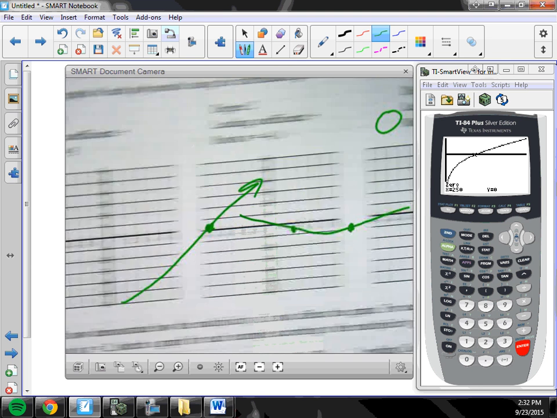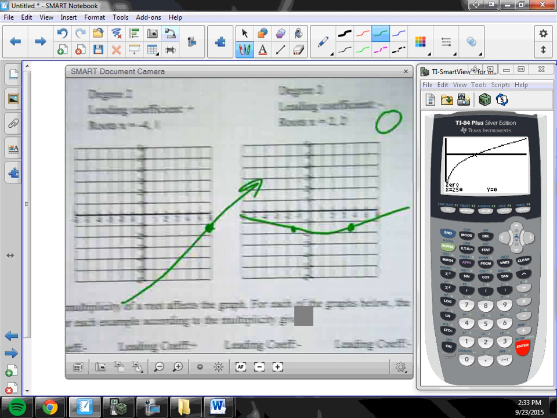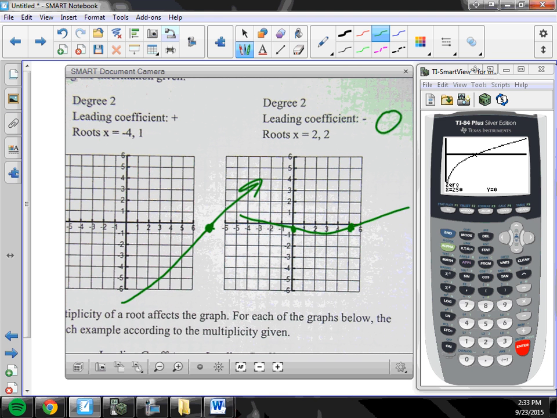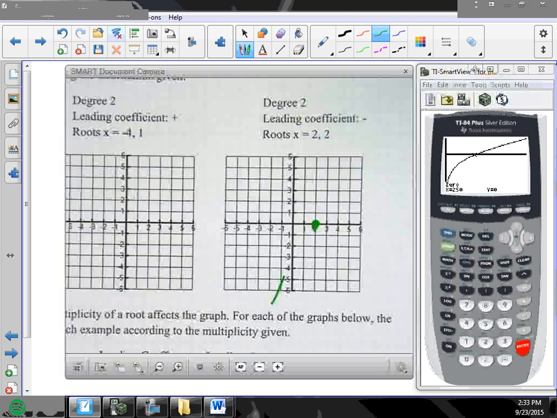Okay. What about this one? Leading coefficient negative. The roots are 2 and 2. And it's a degree 2 polynomial. Upside down, and it bounces off. Does that make sense? Okay.